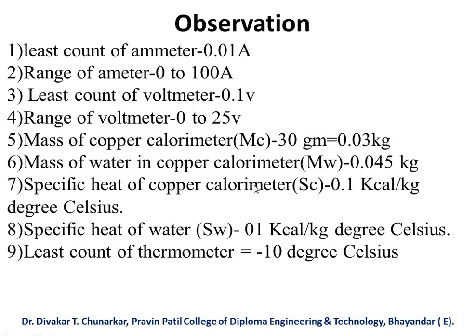Then the specific heat of the copper calorimeter is 0.1 kilocalorie per kg degree Celsius. The specific heat of water, symbolically Sw, is 1 kilocalorie per kg degree Celsius. And the least count of the thermometer is 1 degree Celsius, keep this in mind. All these values we have to write and check physically by using different types of instruments.